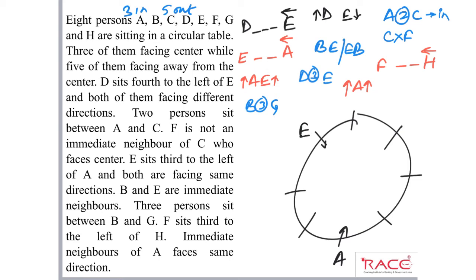So between A and C I have 2 persons, so I cannot place C here. C I have to place here. So C is here, and it is already given that C is facing inside. So I have placed 3 persons. Now this information is done, this information is done, and this information is also done.